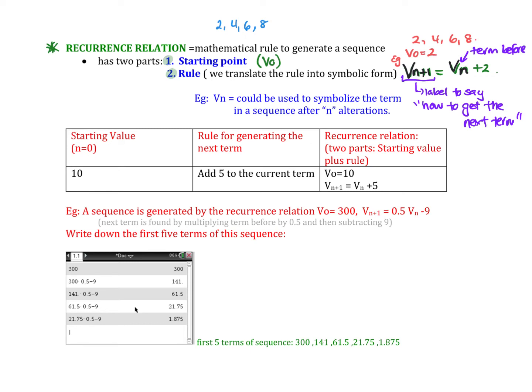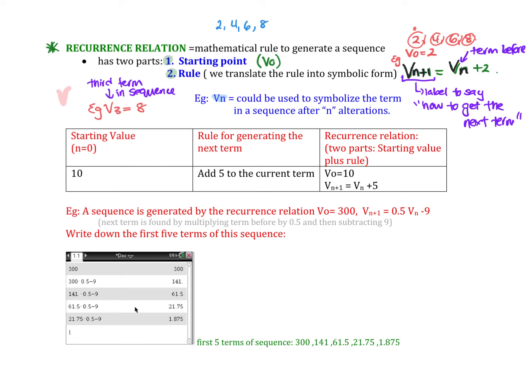So let's go over this bit. Vn could be used to symbolize the term in a sequence after n alterations. All that means is, talking about our example, if I said V3, that's 0, 1, 2, 3. V3 would be number 8, yeah? Because we're calling this the 0 term, then 1, 2, 3. So it means the third term in the sequence.